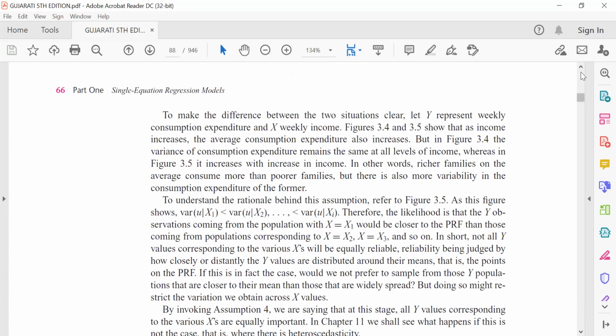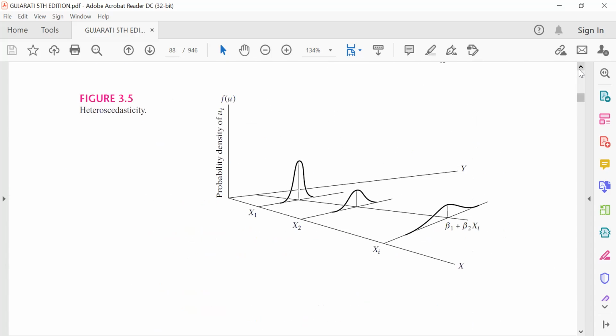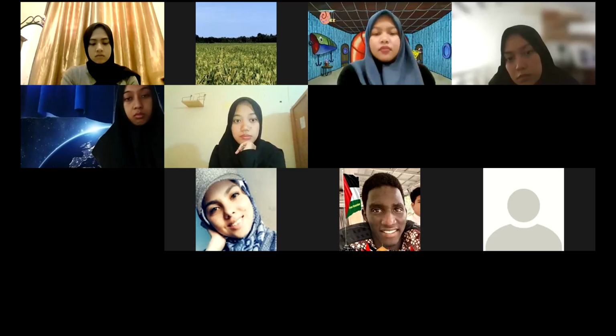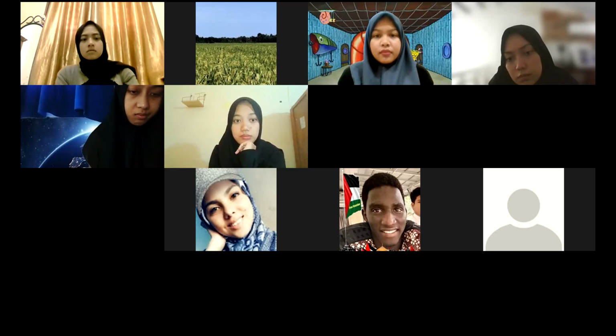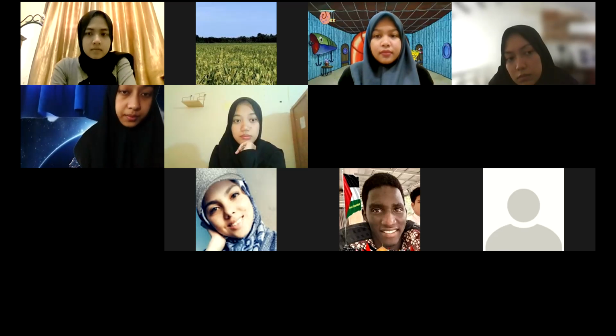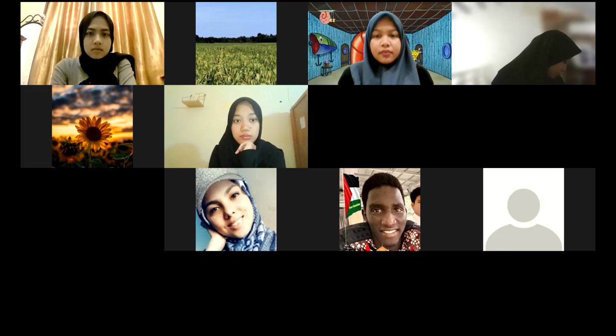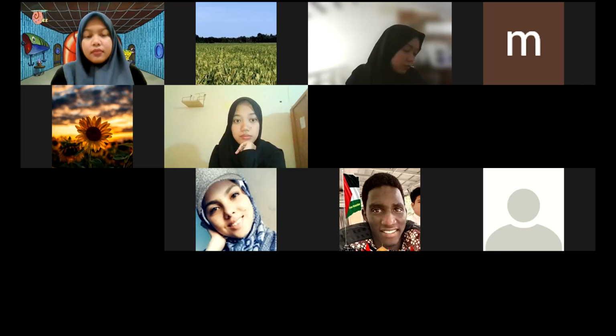Heteroscedasticity can also happen the other way, with bigger variance in the beginning of the observations and smaller in the last observations. We can explain this, for example: the first time we drive a car, we make some accidents. After we gain experience, we reduce our mistakes, so the accidents become smaller. This is a kind of heteroscedasticity.